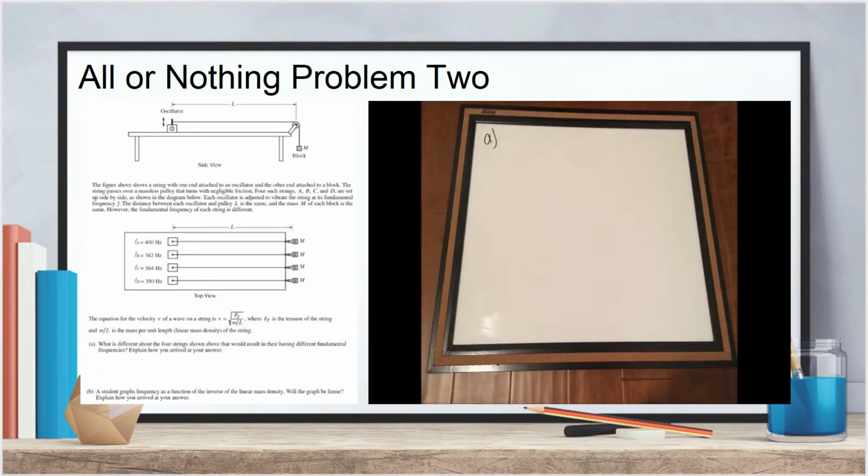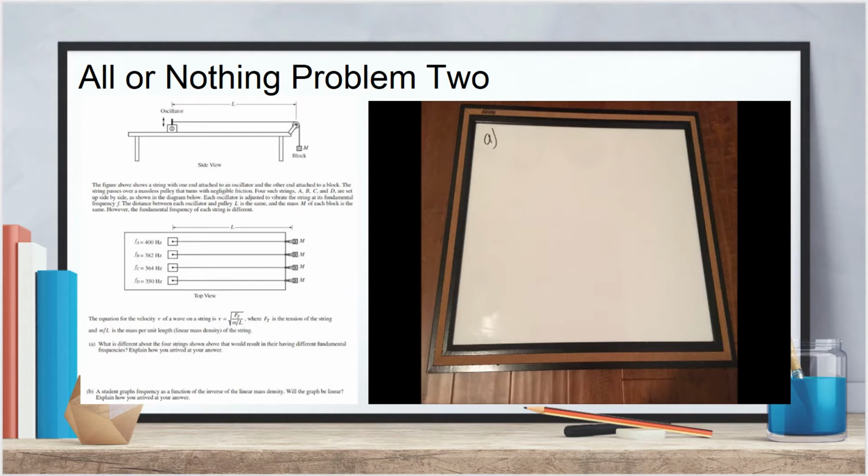Question 2 states, the figure above shows a string with one end attached to an oscillator and the other end attached to a block. The string passes over a massless pulley that turns with negligible friction. 4 such strings, A, B, C, and D, are set up side by side as shown in the diagram below. Each oscillator is adjusted to vibrate the string at its fundamental frequency f. The distance between each oscillator and pulley, L, is the same, and the mass M of each block is the same. However, the fundamental frequency of each string is different.